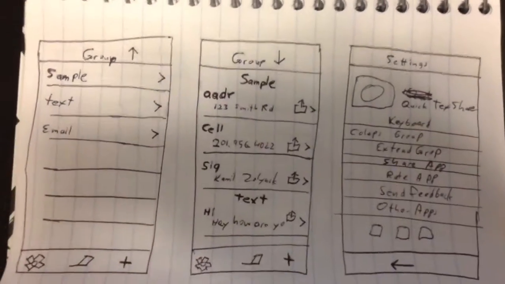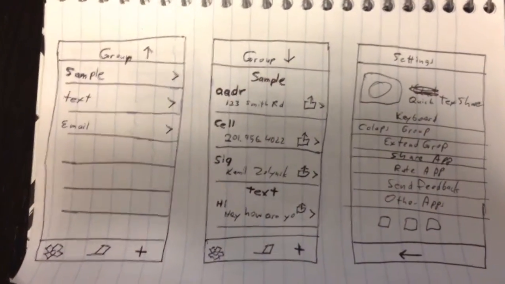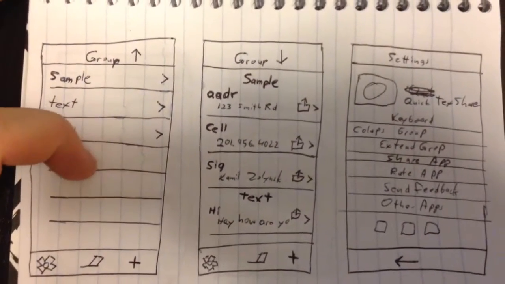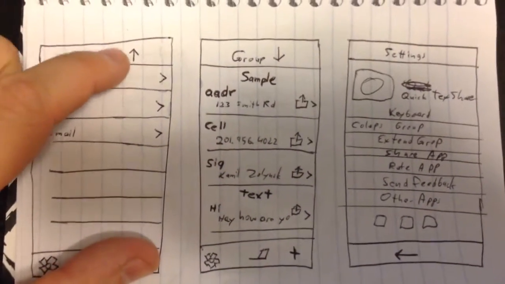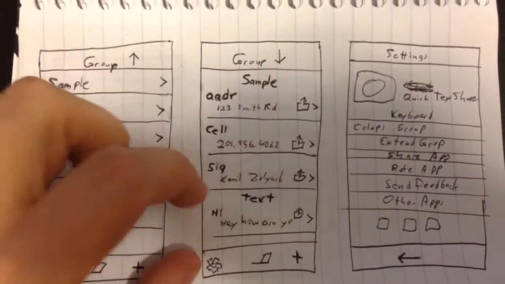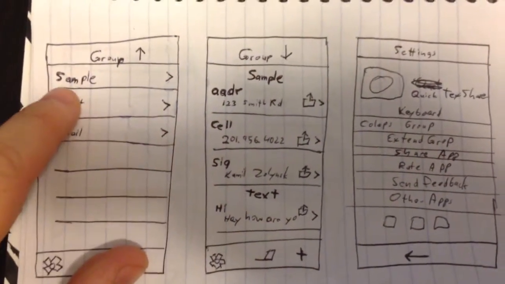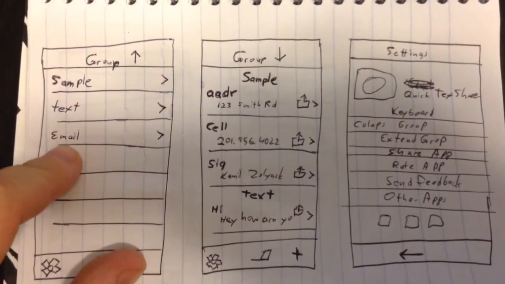Okay, so what we want to do over here in our application is have the option for the user to be able to expand their group in this home screen field or collapse it. So if they expand it, the arrow is going to turn down, and then let's just say we have a few different groups. So you have a sample group, text group, email group, okay?